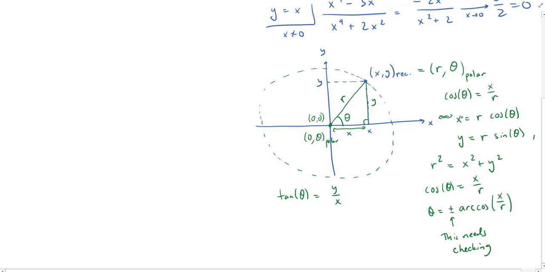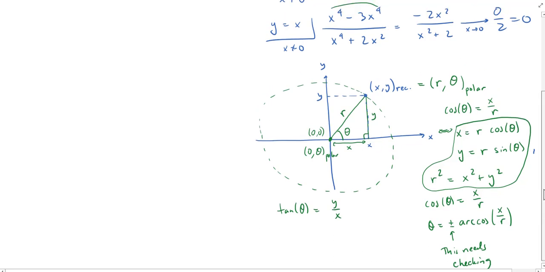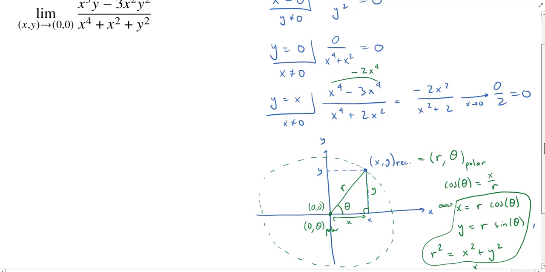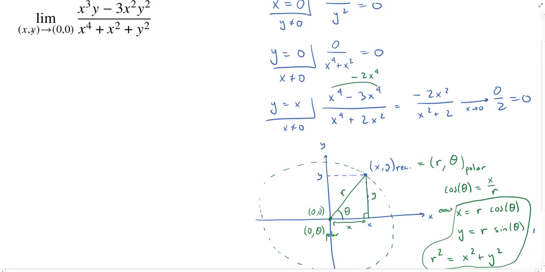Okay, the things we really want to know, though, for the purposes of solving these limit problems are these three formulas there. Every time I see an x, I can just convert it into r cosine of theta. Every time I see a y, I convert it to r sine of theta. And if I happen to see an x squared plus y squared, that actually is a really nice conversion into r squared.